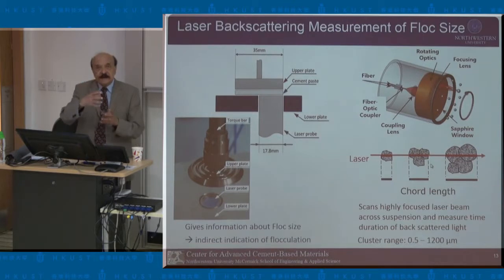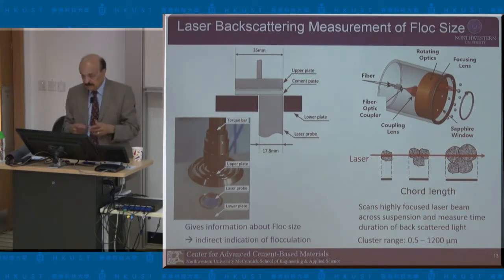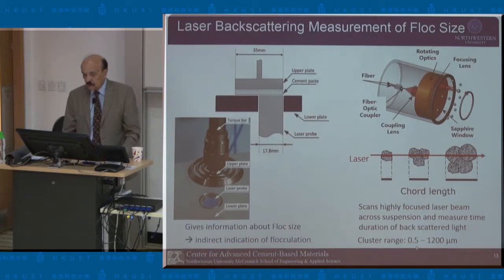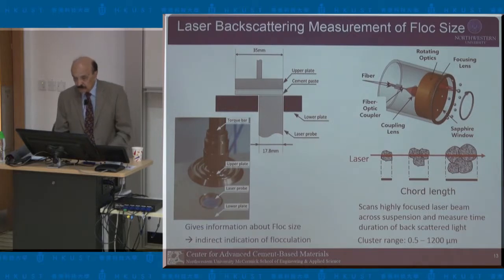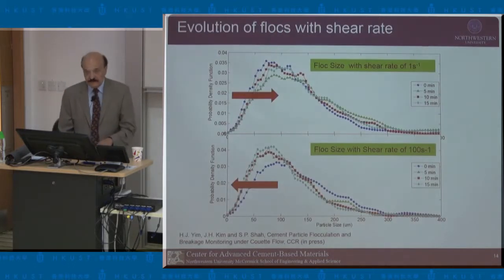So the idea is that thixotropy is that flocs develop. And when the flocs percolate, then you transfer the stresses so you don't have the pore water pressure. So we are measuring this chord length, and the size that you can measure ranges from as small as half a micron to 1.2 millimeter. That's sufficient for our purpose. So let me show you some of the results.